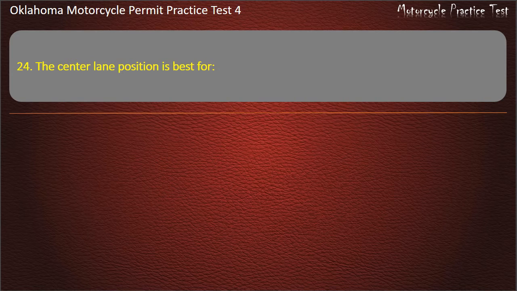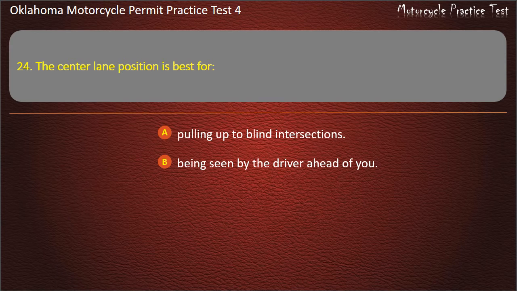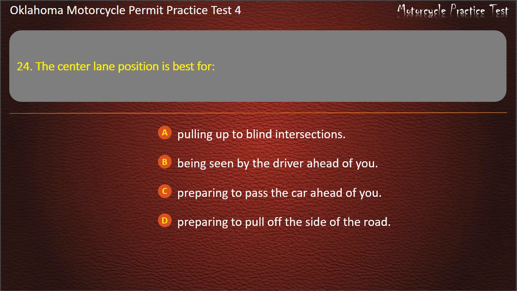Question 24. The center lane position is best for pulling up to blind intersections. Being seen by the driver ahead of you. Preparing to pass the car ahead of you. Preparing to pull off the side of the road. Answer. Being seen by the driver ahead of you.